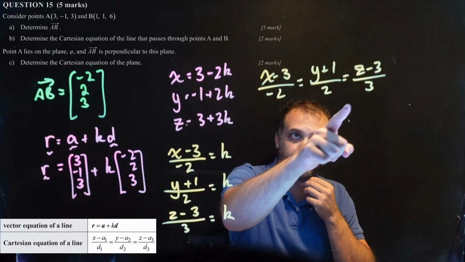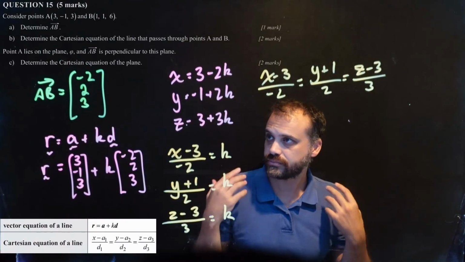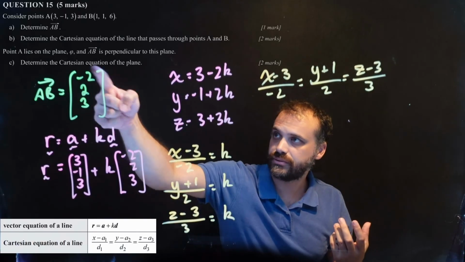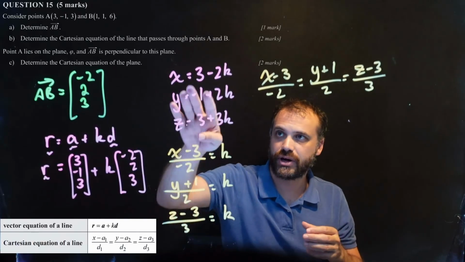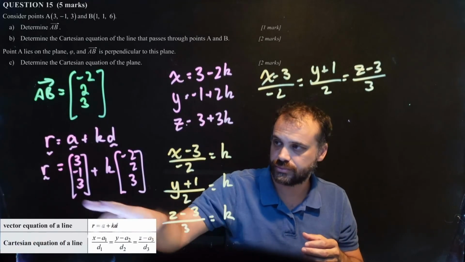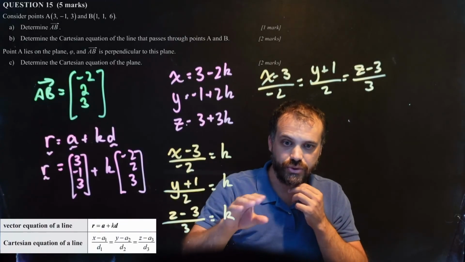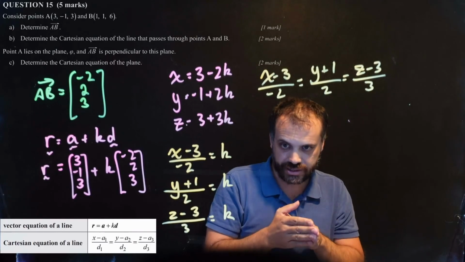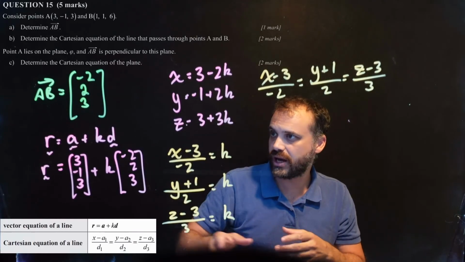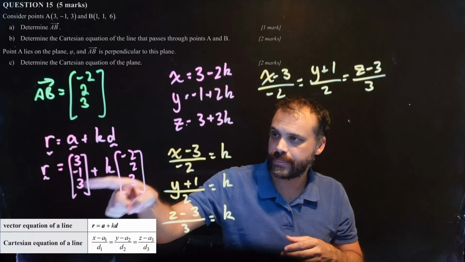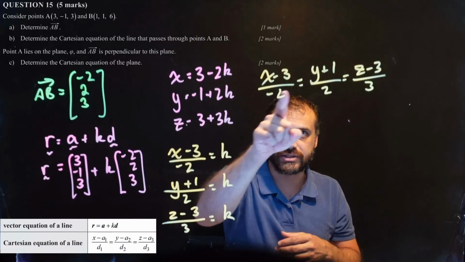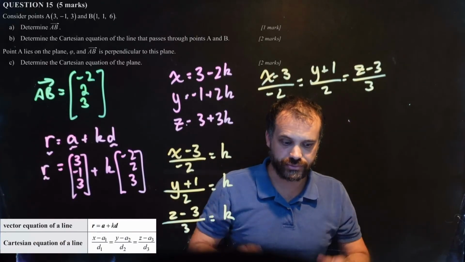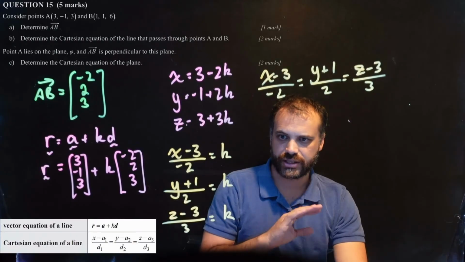Where's the negative 2, the 2, and the 3 coming from? It's coming from the direction, AB, right? So rather than do this, you can, if you want to, jump straight to the Cartesian equation of the line. If you have a point on the line and the direction, you can substitute those values straight away. All right, so that's part B.